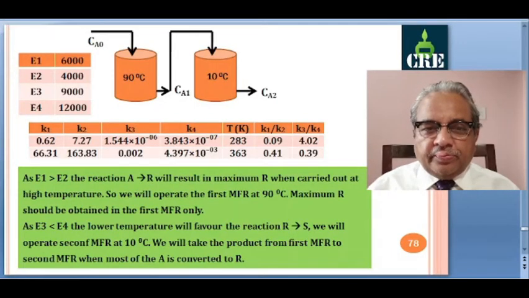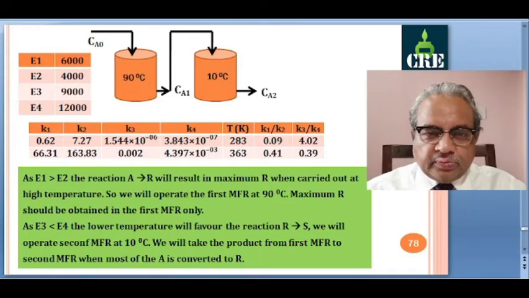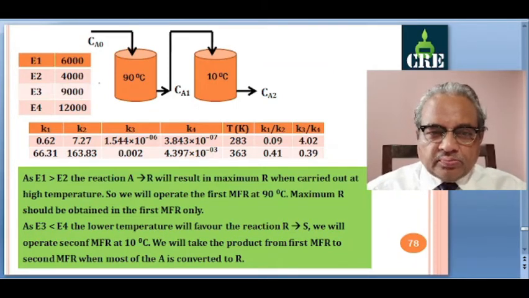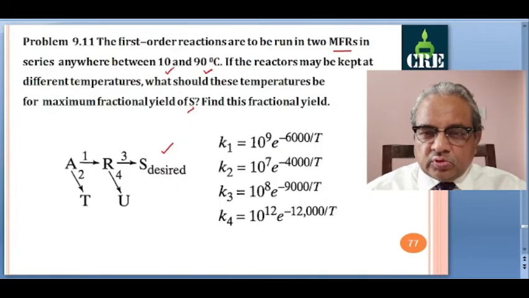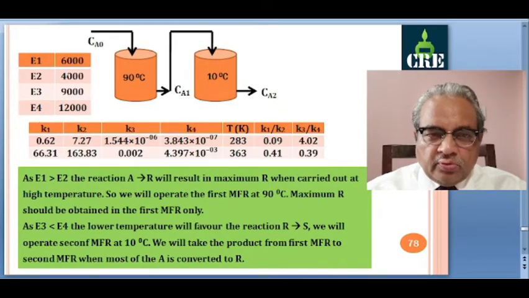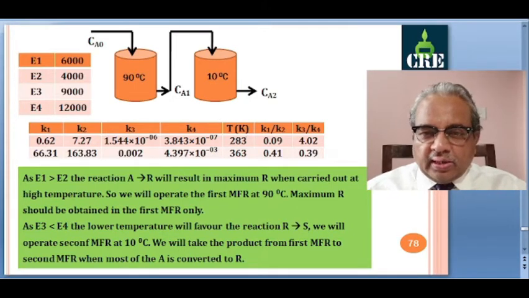So from the given data we know the activation energies and frequency factors, so we can find out K1, K2, K3, K4 by the Arrhenius law. So K1 is equal to the frequency factor times E raised to minus E by RT. These values are given. So E1, E2, E3, E4 are 6000, 4000, 9000 and 12,000 respectively. So K1, K2, K3, K4 are calculated at 283 and 363.